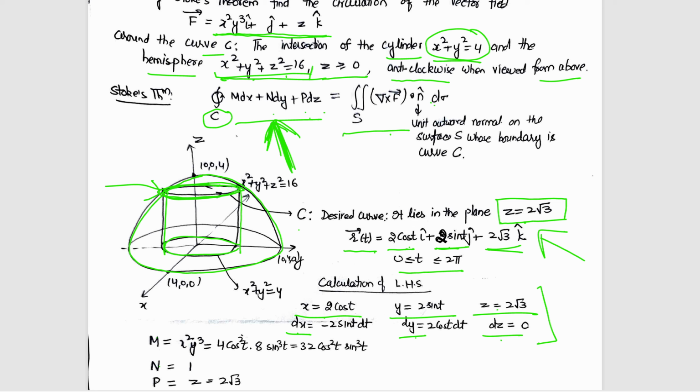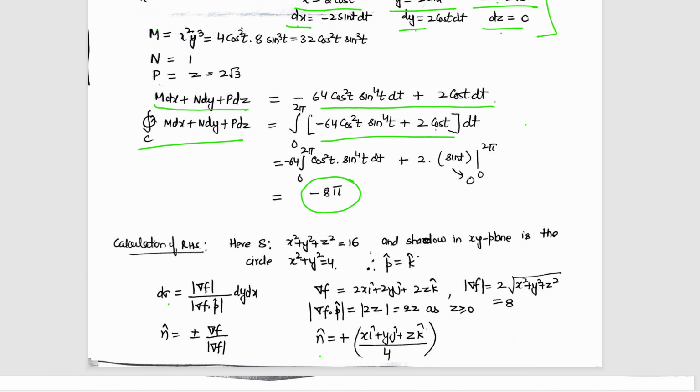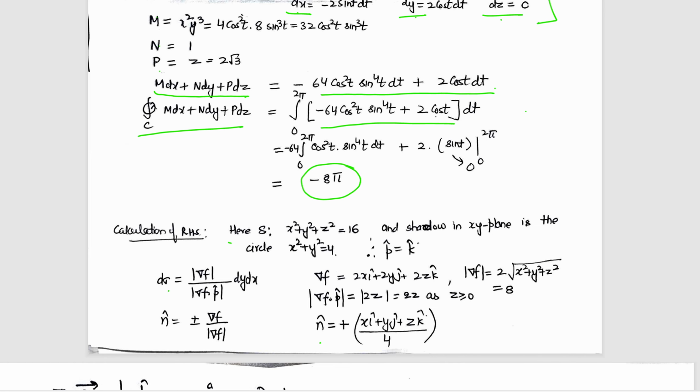Now let's find out this surface integral. For this we need to find three things: the curl of the vector field F, this unit vector n, and the surface element d sigma. So let's start with the surface S. The surface S is given by x² + y² + z² = 16, bounded by the curve C.